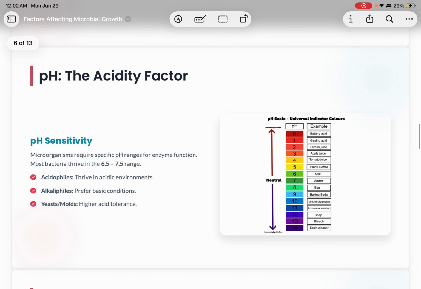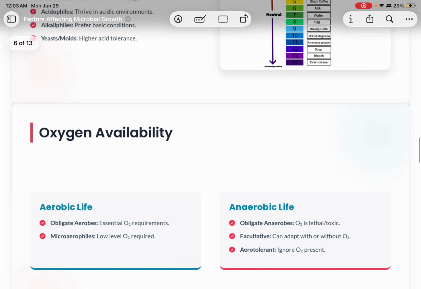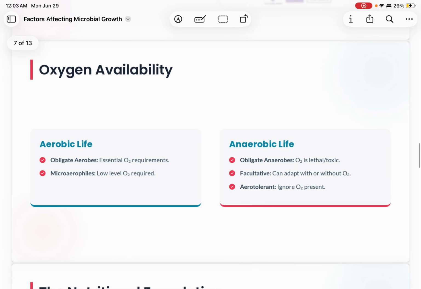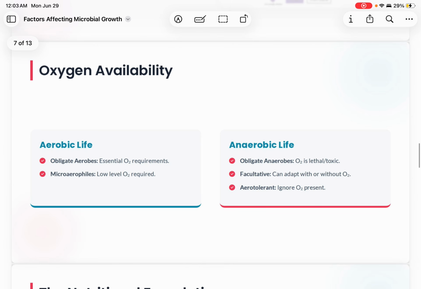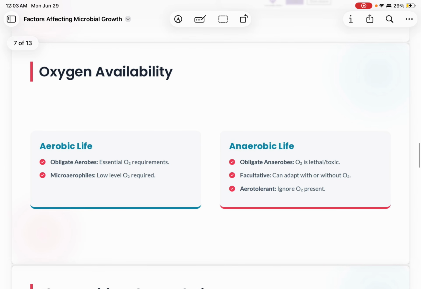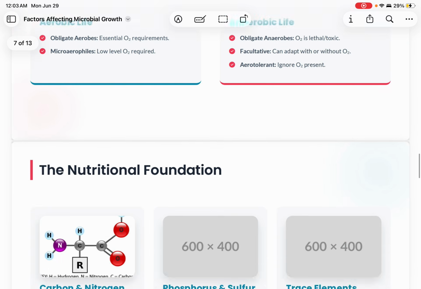And then the pH levels. Microorganisms require a specific pH range, and we have a little picture over here to show you. Okay, and then oxygen availability: aerobic life, oxygen essential to requirements; low level required; and anaerobic life, O2 lethal, toxic; facultative, can adapt with or without O2; aerotolerant, inert, O2 present.